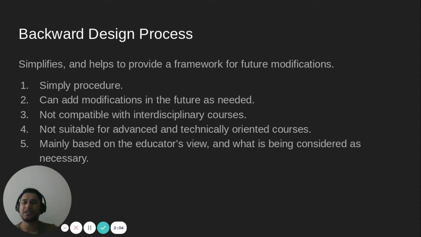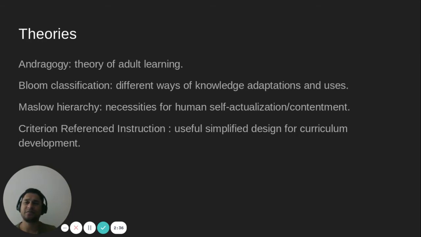Backward design process. Backward design process simplifies and helps to provide a framework for future modifications. These are things to consider. It's a simplified procedure, can add modification in the future as needed, not compatible with interdisciplinary courses, not suitable for advanced and technically oriented courses. And the fifth is mainly based on the educator's view and what is being considered as necessary. So that is our things to consider for the backward design process.